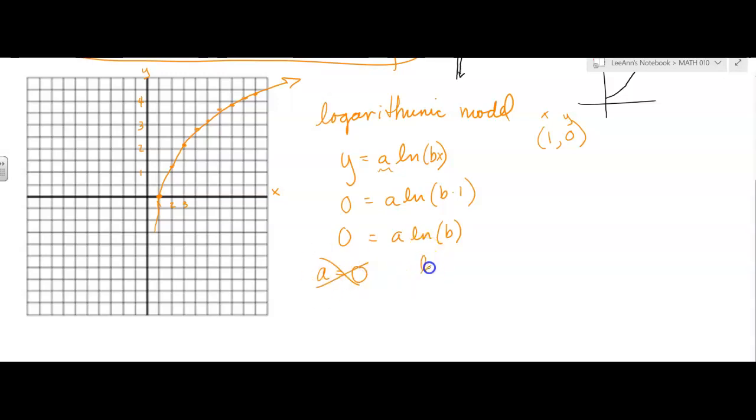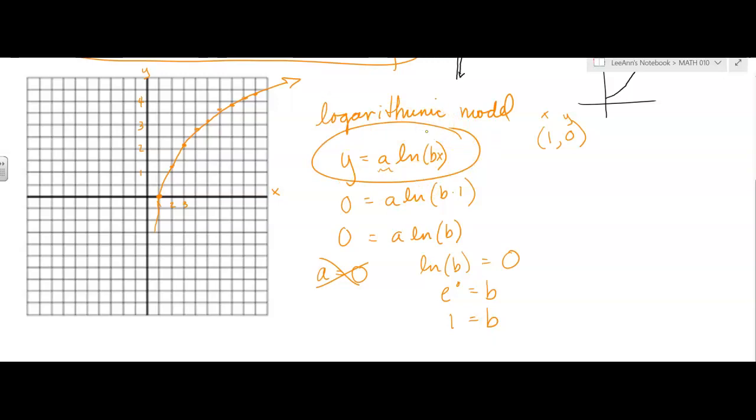And so we're going to say, when is the natural log of b, when does that equal 0? Well, you can think about, okay, e^0 = b, and e^0 is 1. So now we know what b is. b is 1. We're trying to get this model. We're trying to find a and b.